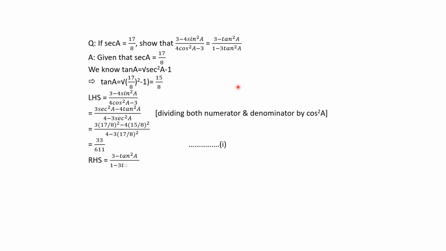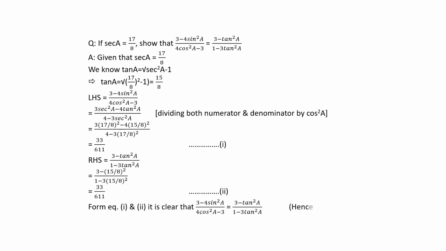Now come to the right hand side, (3 minus tan square A) whole divided by (1 minus 3 tan square A). Already we got tan A to be equal to 15 by 8. Now putting the values, we get 3 minus (15 by 8) whole square, whole divided by 1 minus 3 into (15 by 8) whole square, which is nothing but 33 by 611, equation 2. So in both equation 1 and equation 2, we get the same result. That means left hand side and right hand side are equal. So from equation 1 and 2, it is clear that (3 minus 4 sin square A) whole divided by (4 cos square A minus 3) equals (3 minus tan square A) whole divided by (1 minus 3 tan square A). Hence proved.